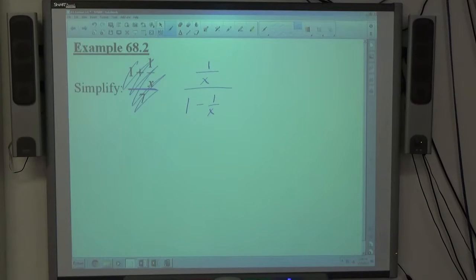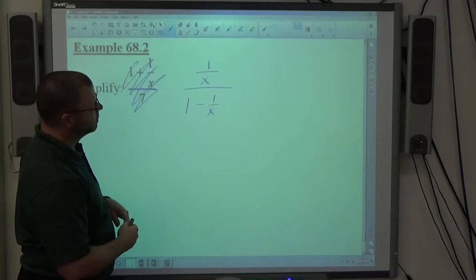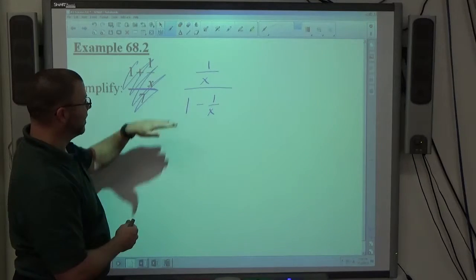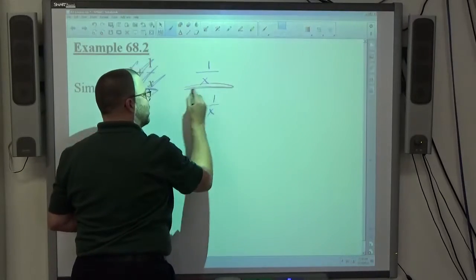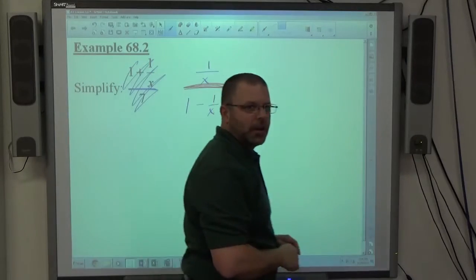I don't mind changing. Alright, so 1 over x over 1 minus 1 over x. So, what's the main fraction bar? The middle one, the one underneath the x above the 1s, right? So right here, this one here is the main fraction bar. Again, the one that's longer than the other ones is the main fraction bar.